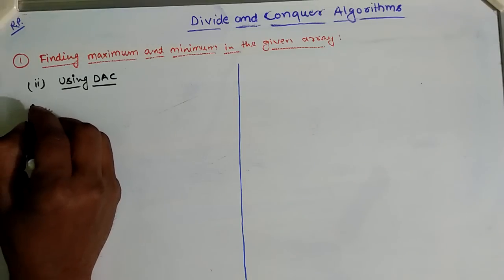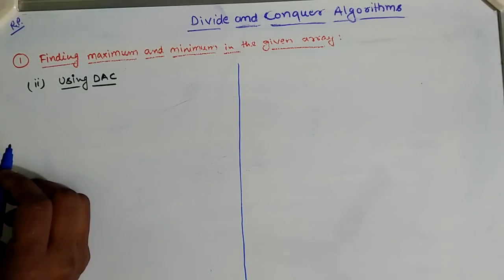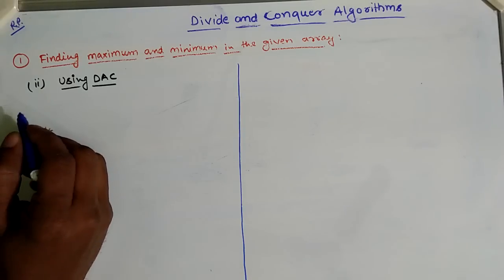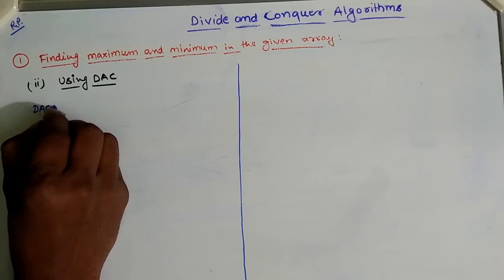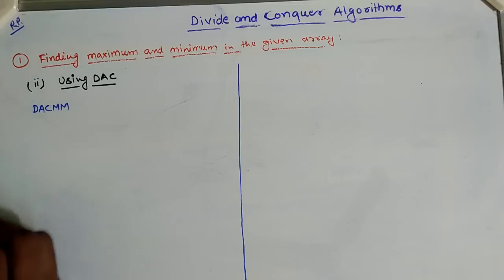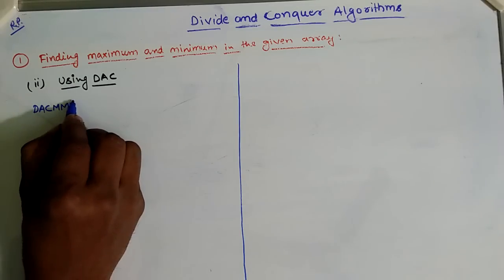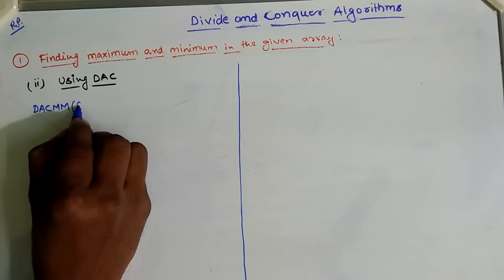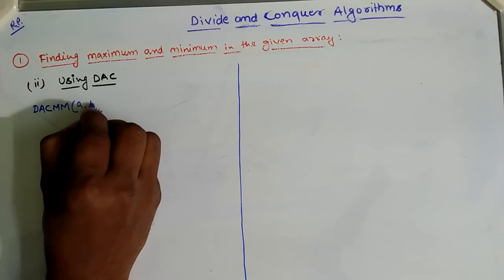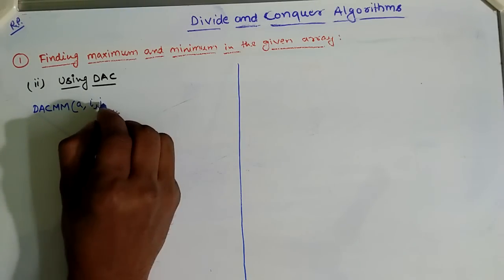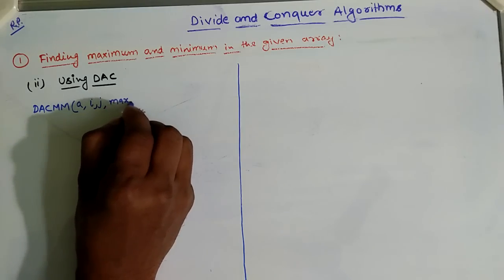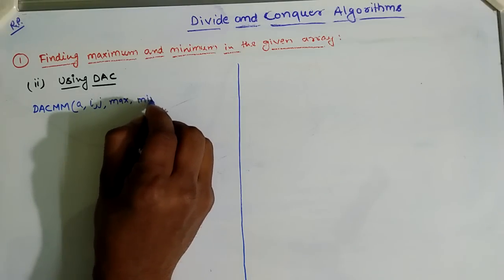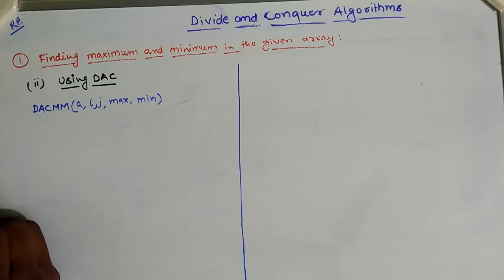So let's suppose the method which uses the divide and conquer approach is divide and conquer for finding minimum and maximum. Okay, so this method requires an array A with some I and j indexes with some max and min value.